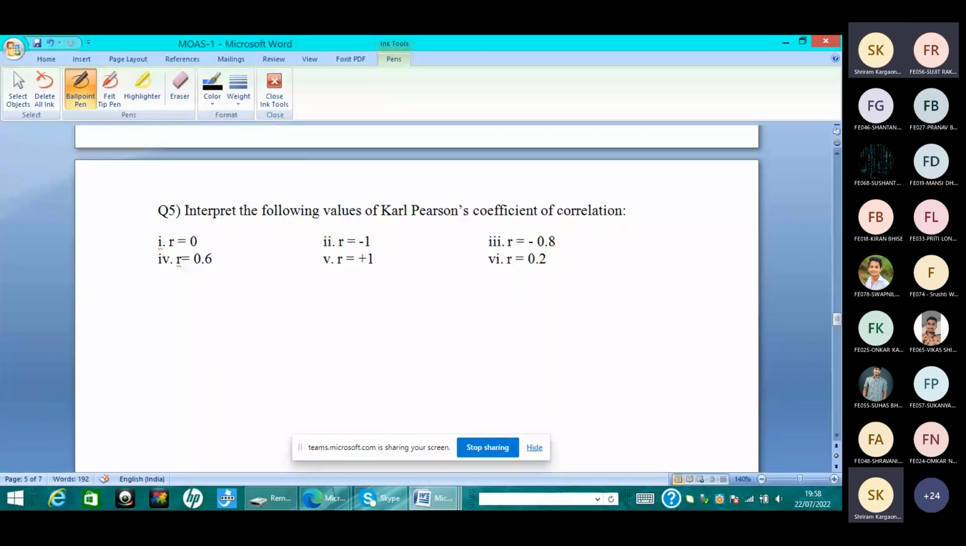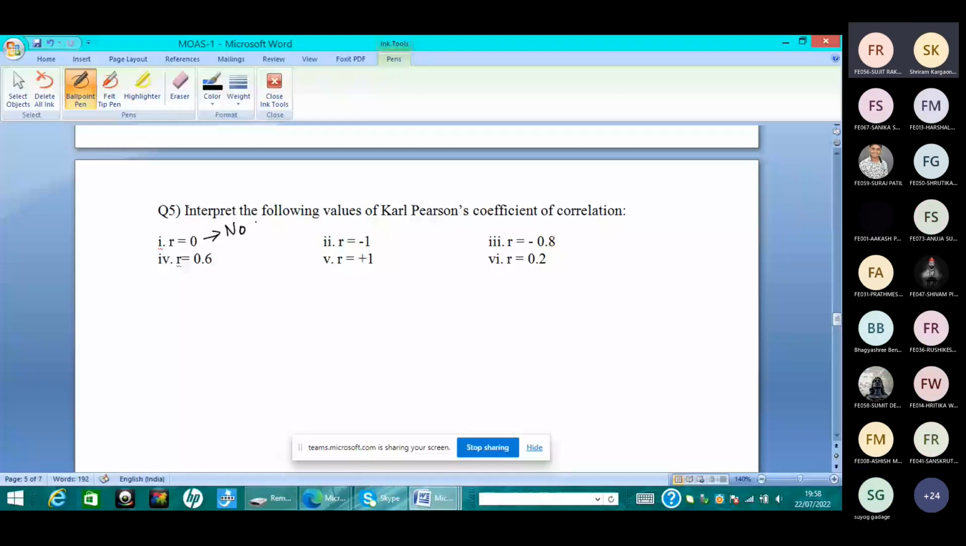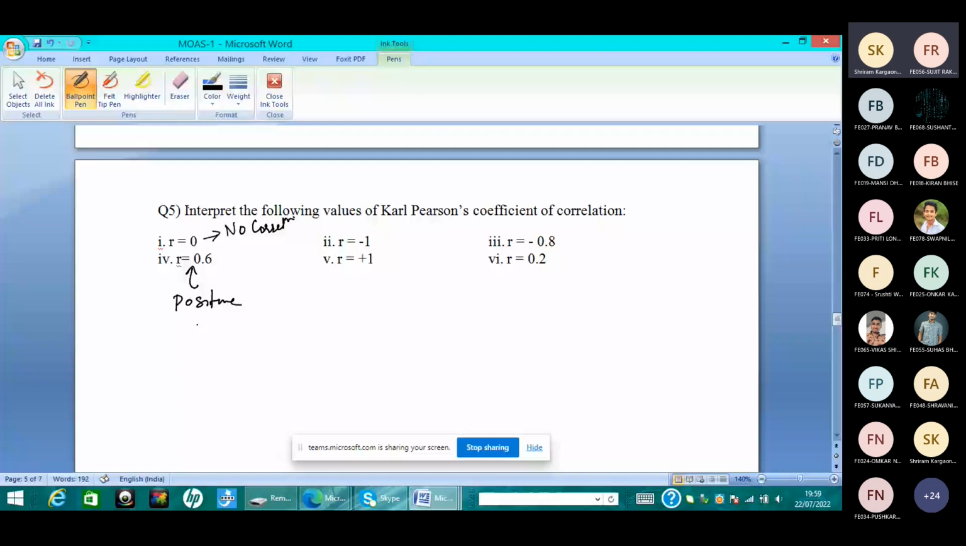So if r is equal to 0, what do you mean by that? Yes, no correlation. There is no correlation. Okay, so r is equal to 0.6, how will you interpret? You will interpret it as positive correlation. What is positive correlation? r lies between 0 and 1, right?